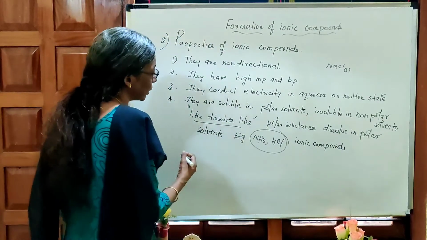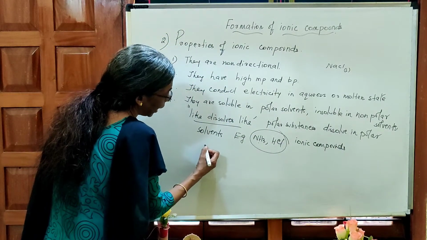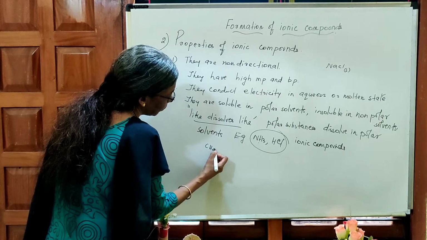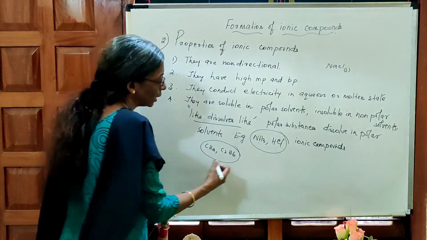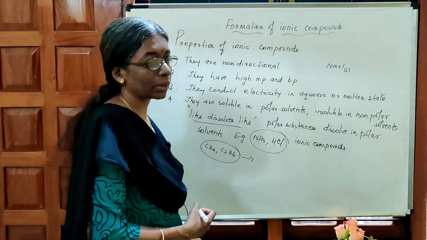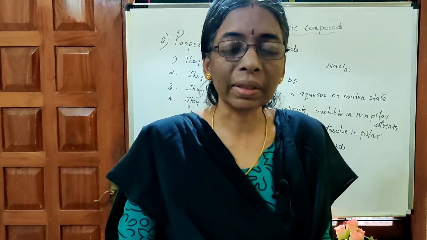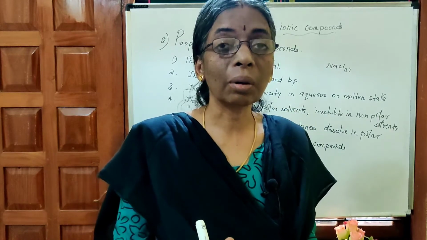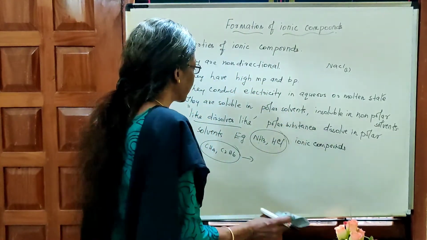So what are non-polar substances? For example, hydrocarbons like CH4 and C2H6 are non-polar substances. They dissolve in non-polar solvents. Non-polar solvents include carbon tetrachloride, ether, and benzene. All these are non-polar solvents, right?